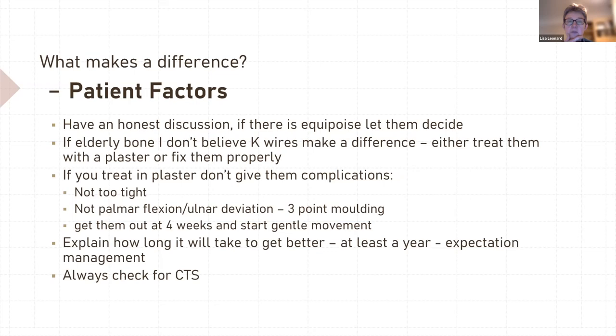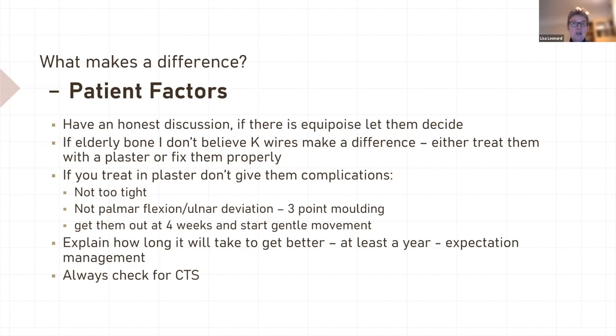We've already talked about having an honest discussion with the patient. And if there is equipoise, I let them decide, because we really don't know the answer to the question, which is which fractures should we fix. There's a very large group of grey in the middle where we honestly can't tell the patient it'll definitely be really bad if you don't have this operation, although there are some patients in that group.